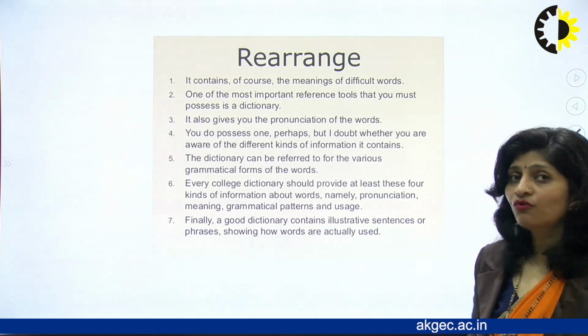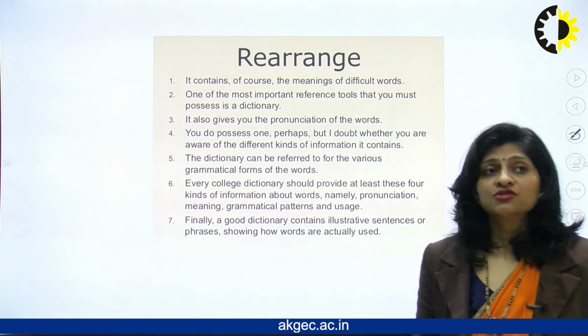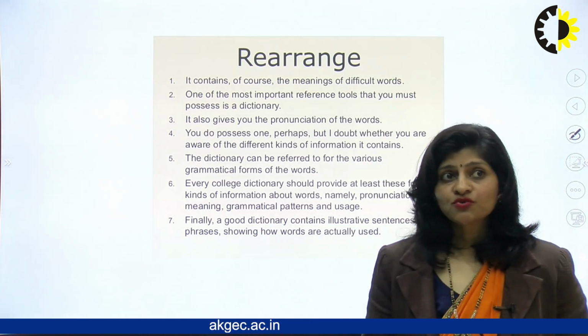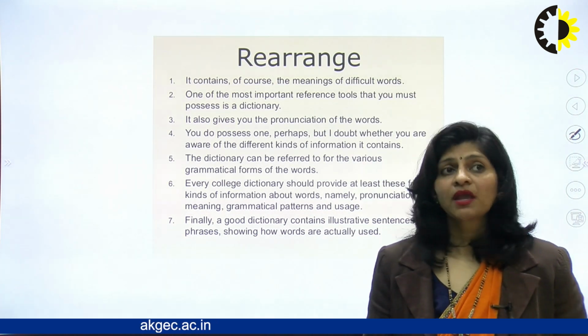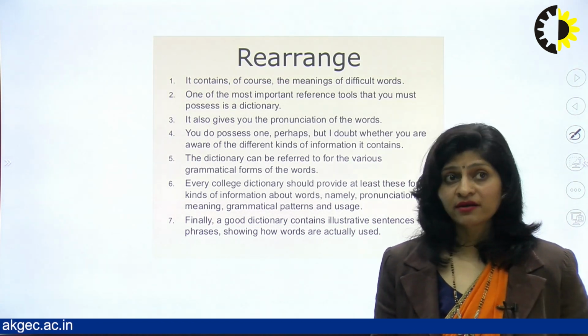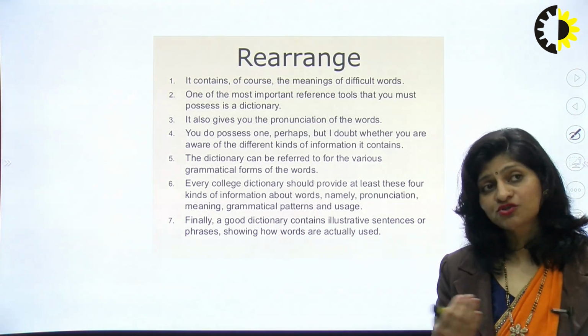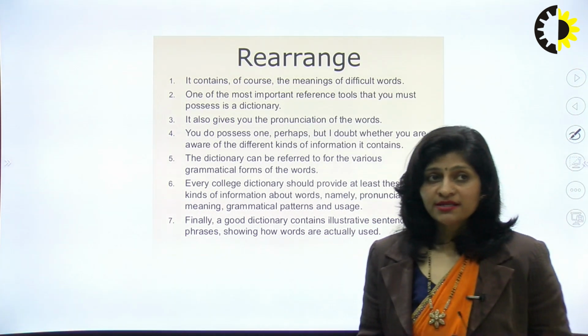It contains, of course, the meaning of difficult words. So first you need to find out what is it here. So one of the most important reference tools that you must possess is a dictionary. So obviously you can see that we are talking about a dictionary and its advantages. So first one advantage, then second advantage, then which should be the third one, and what should be the final line. So let's see the third line.